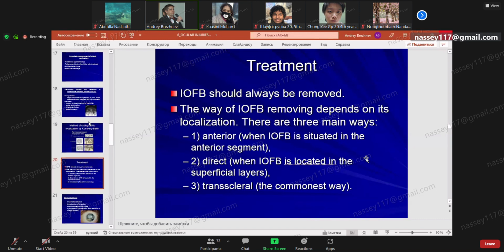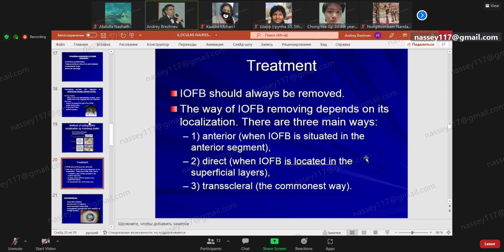Anterior, when the intraocular foreign body is situated in the anterior segment of the eye, usually we can see it with our eyes with a special slit lamp examination. Then direct, when the intraocular foreign body is located in the superficial layers, for example, one tip of the foreign body is inside the eyeball, and the other tip is out of the eyeball. We can remove it through this wound.